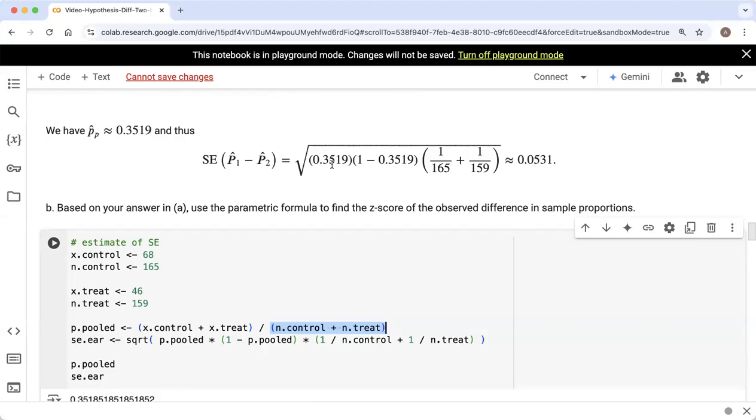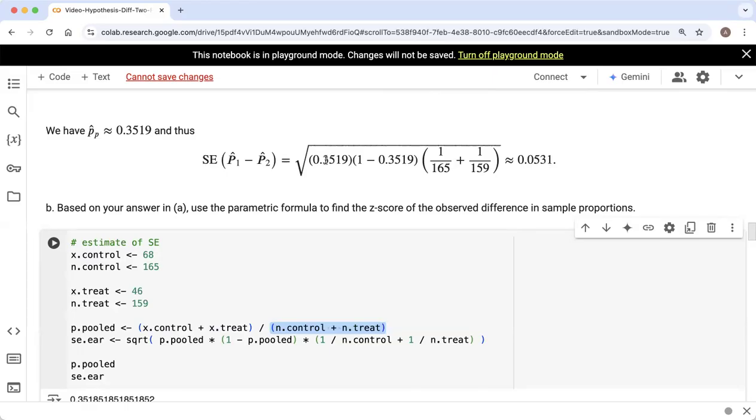So I take the 0.3519 times 1 minus the pooled proportion, all times 1 over 165, the number of children in the control group, plus 1 over 159, the number of children in the treatment group. And that comes out to approximately 0.0531, which is the standard error for this null distribution.